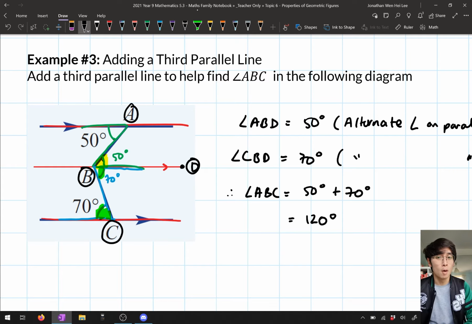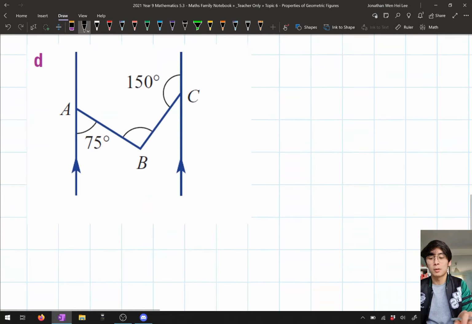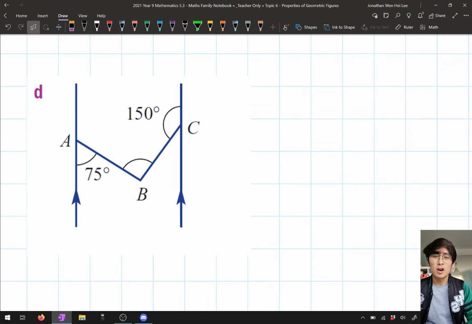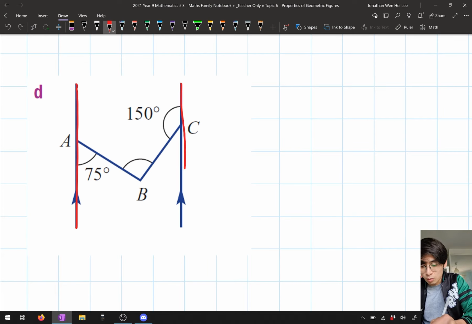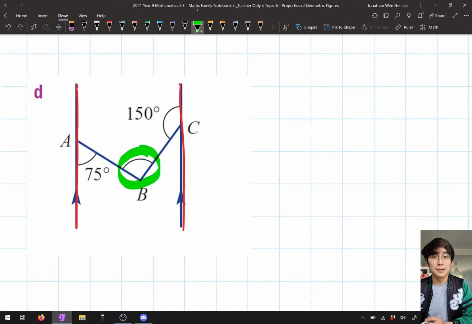Okay, I'm going to go through one more and then I'll leave you guys to have a go at the examples by yourself. But if you have a look here, we've got another question where we've got another pair of parallel lines. So one that goes through here and one through here. So one that goes through A and one through C. And we want to find the missing angle at B. We want to find how big this angle is over here.